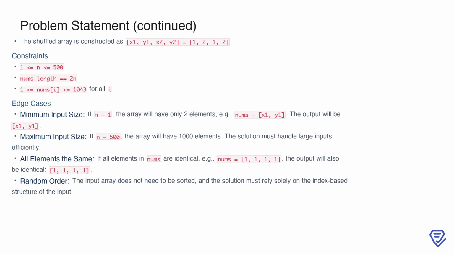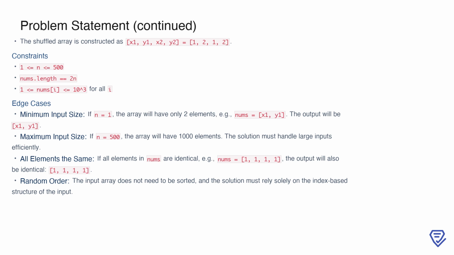To further ensure clarity, let's discuss the constraints and edge cases. The value of n ranges from 1 to 500, and the array length is always 2n. Each element in nums is an integer between 1 and 1000. For edge cases, when n equals 1, the array has only two elements, such as nums equals x1, y1, and the output is simply x1, y1.